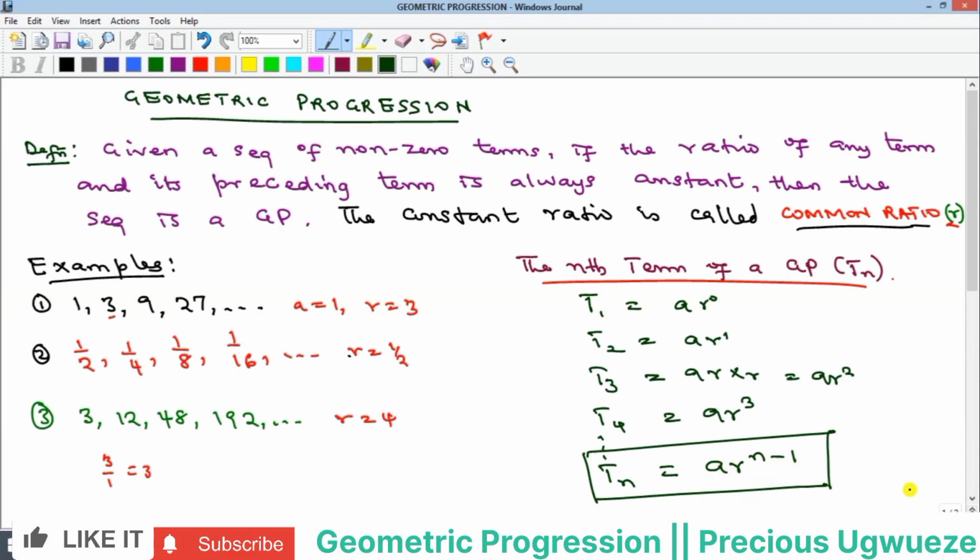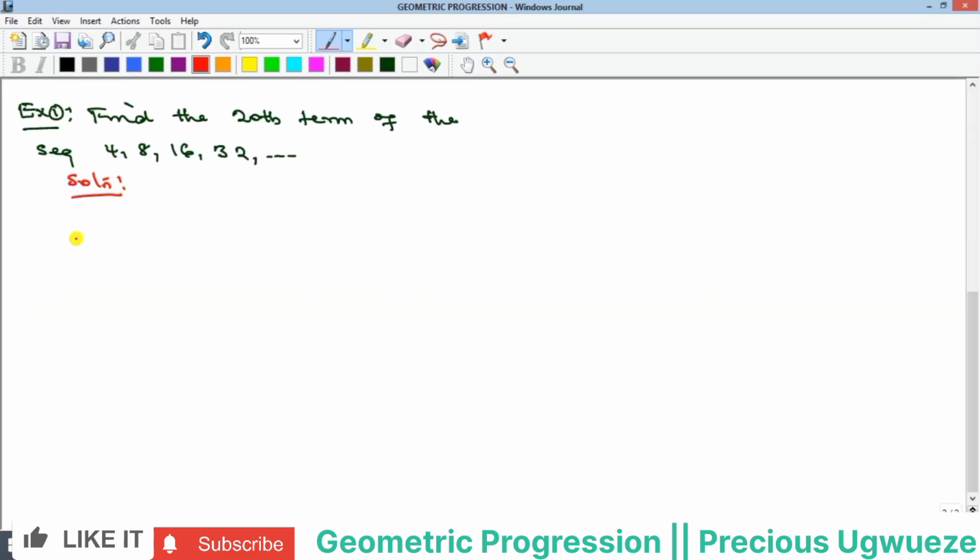All right, and so we'll see some examples. Example 1 says we should find the 20th term of the sequence 4, 8, 16. Always recall to write your formula: Tn is equal to ARn minus 1. Here we need 3 things: the A, where A is equal to 4, and n is 20, which is the 20th term.